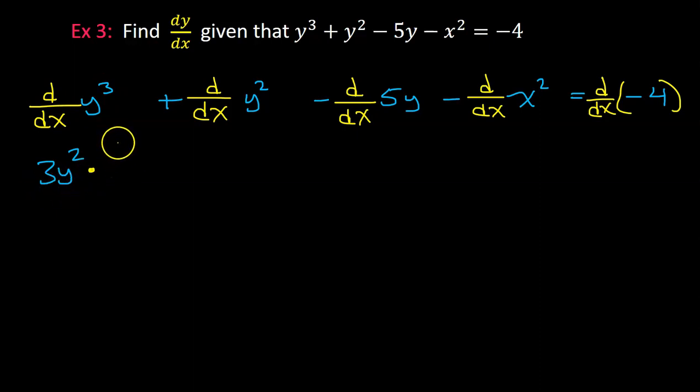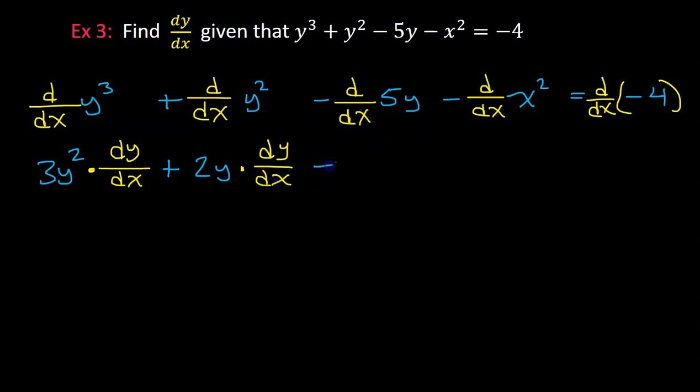So the bottom line is we will end up with this extra dy dx anytime the variables do not match. So again, here the variables do not match. So I'm going to go ahead and use the power rule and take that derivative, but then I'm going to have this extra dy dx.